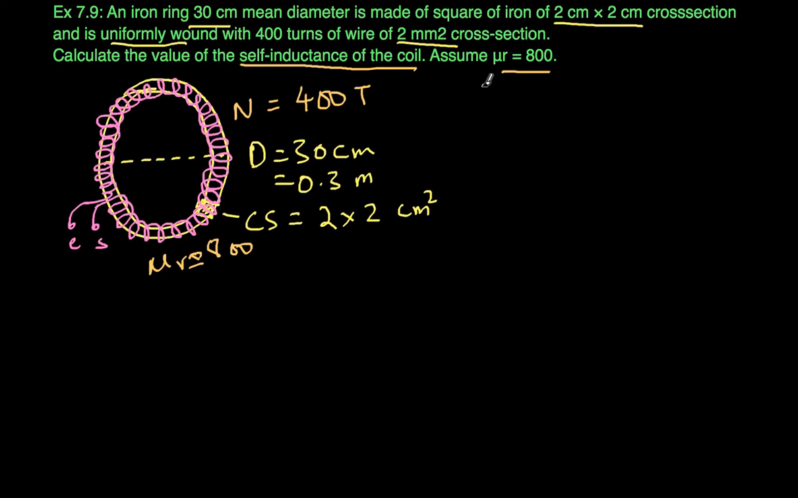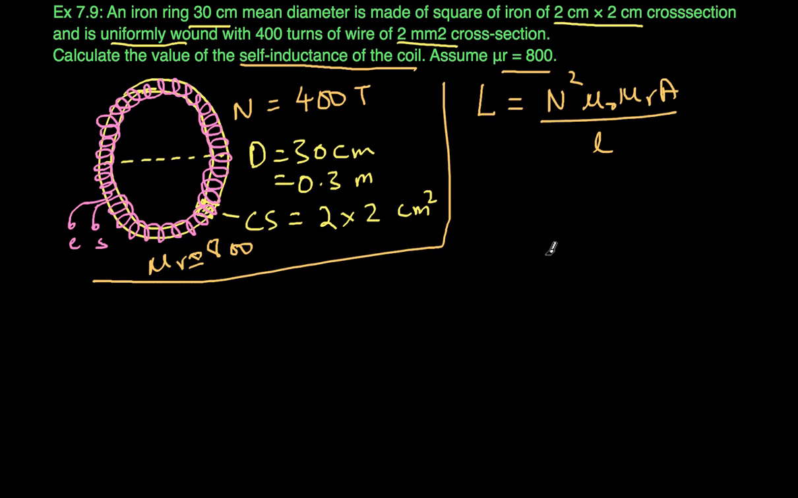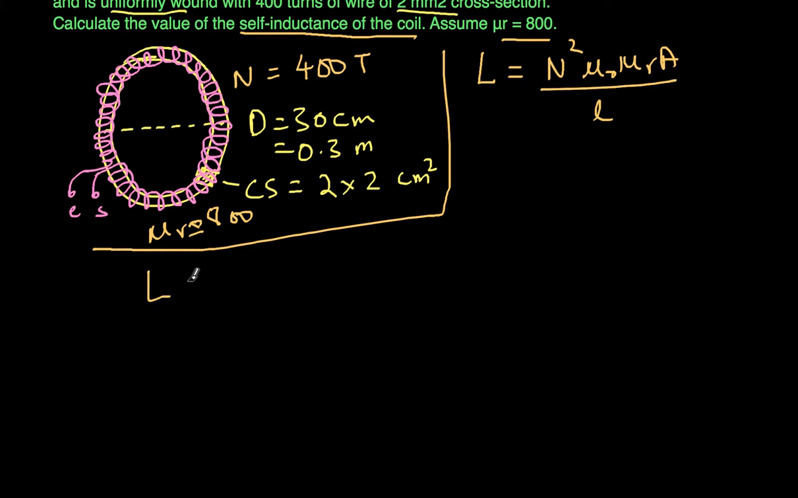So the question is to calculate the self-inductance. So it is N squared mu naught mu r A divided by L. First, I'll just make some space. N, the number of turns, is 400. So 400 squared multiplied by mu naught, 4 pi into 10 power minus 7.